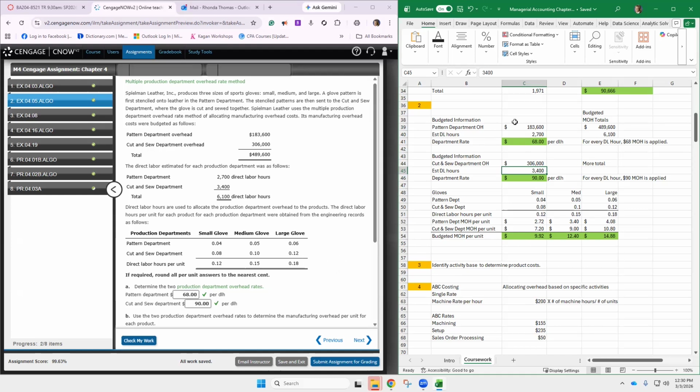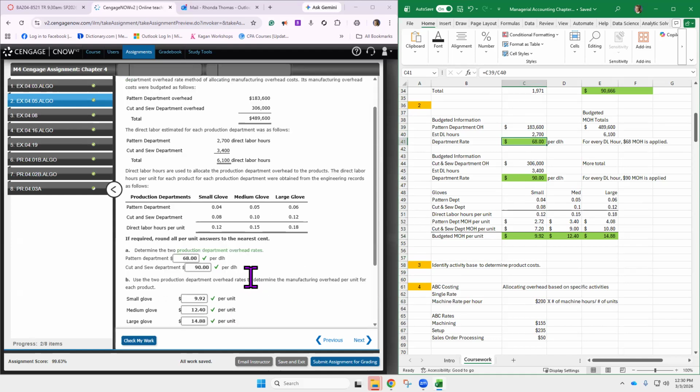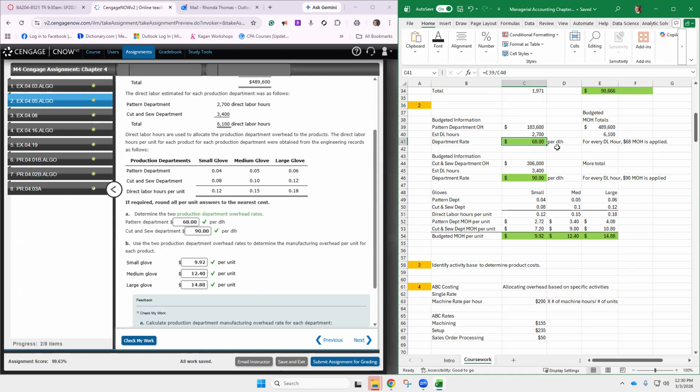And then if you take the amount of overhead cost and divide by the estimated direct labor hours, the first department, which is pattern, is $68 per direct labor hour. What does that mean? For every direct labor hour worked, $68 of manufacturing overhead is applied.